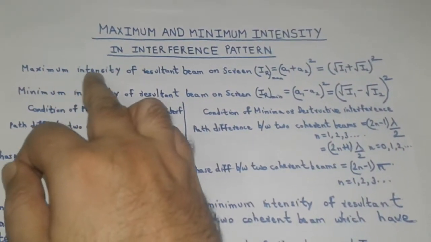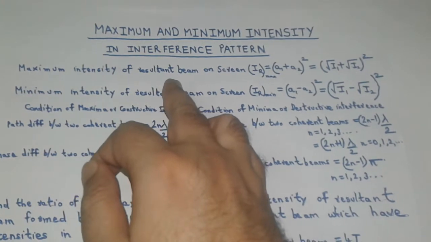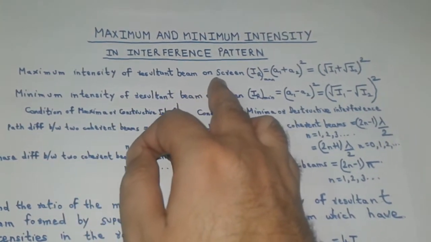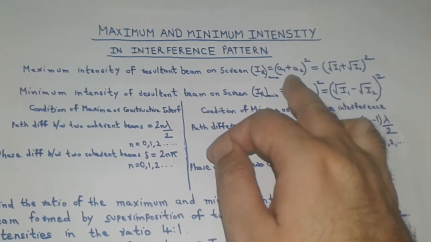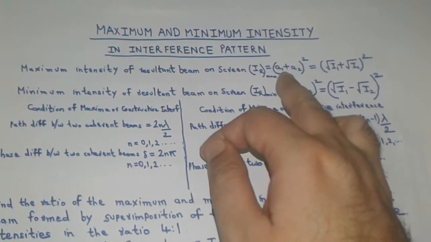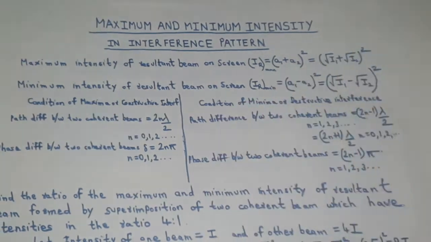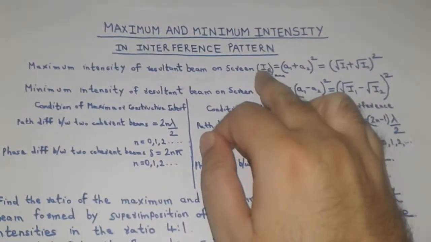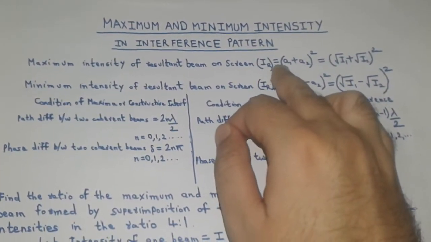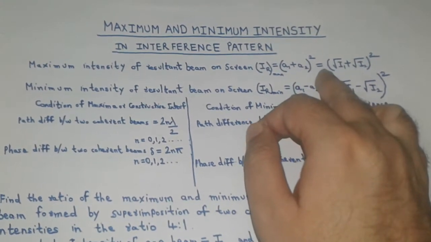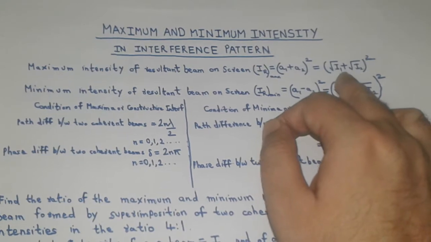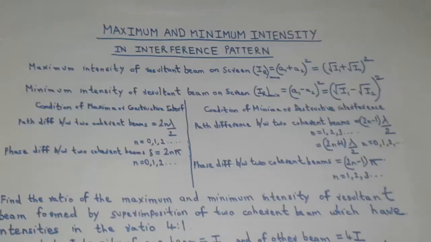The maximum intensity of the resultant beam at that point is the square of the sum of the amplitudes of the two interfering coherent beams. So IR maximum is equal to (A1 + A2) whole square, or (√I1 + √I2) whole square.